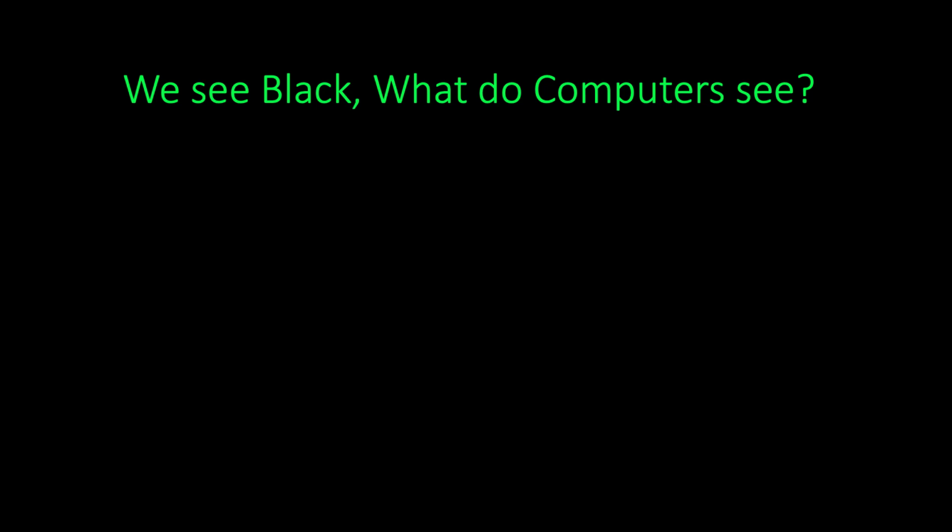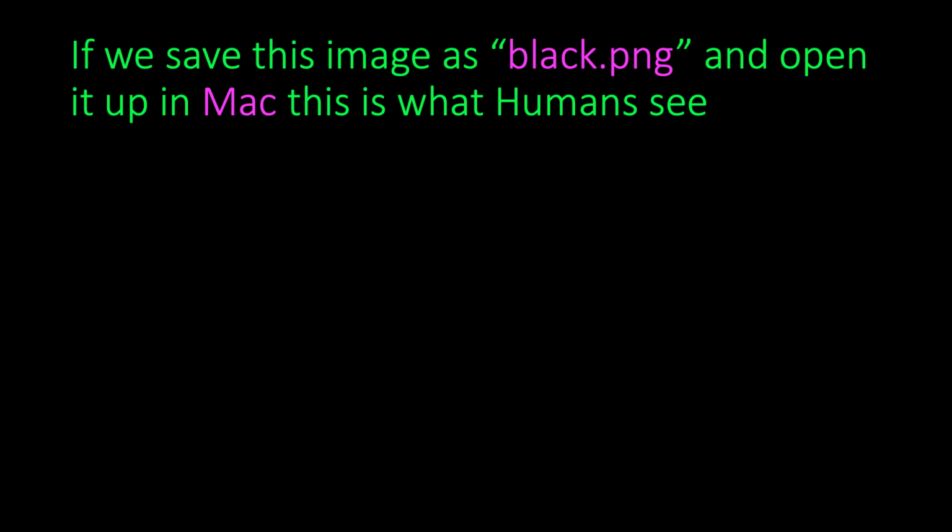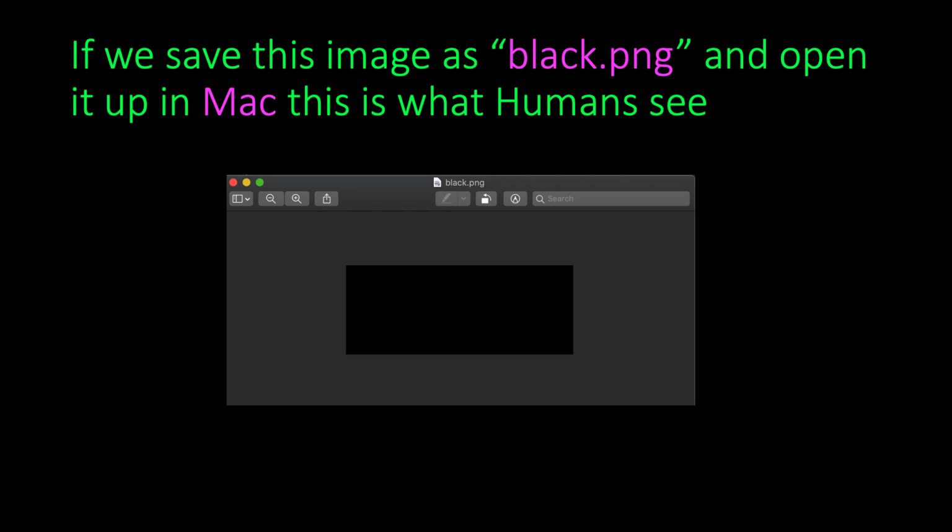What do computers see? Why don't we save the image as black.png and open it up on our computer inside an image editor where we can see images. So let's just open black.png on Mac, and here it is. You see that computers are able to show us a black image. The gray boundary around it is due to the photo program where this image is being opened.